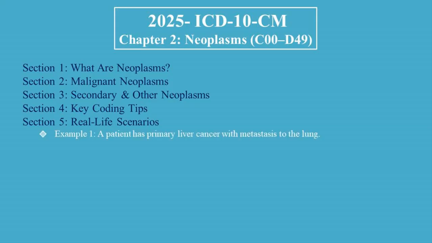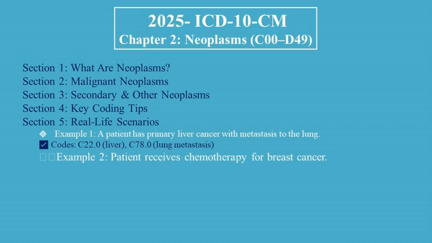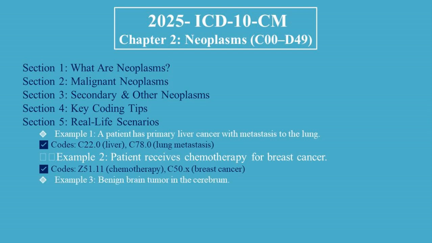Example 1. A patient has primary liver cancer with metastasis to the lung. Codes: C22.0, liver, C78.0, lung metastasis. Example 2. Patient receives chemotherapy for breast cancer. Codes: Z51.11, chemotherapy, C50.X, breast cancer. Example 3. Benign brain tumor in the cerebrum. Code D33.0, benign neoplasm of brain, supratentorial.